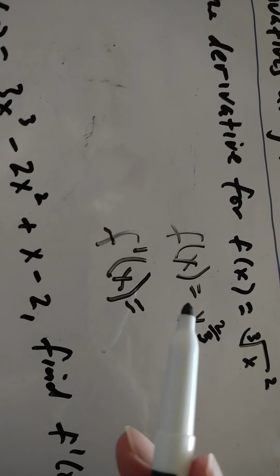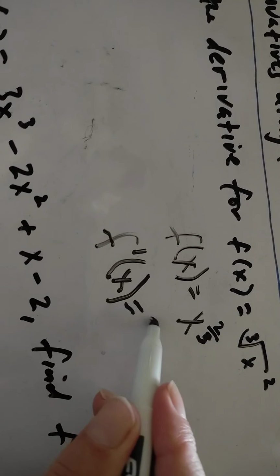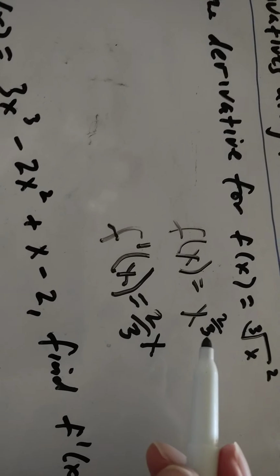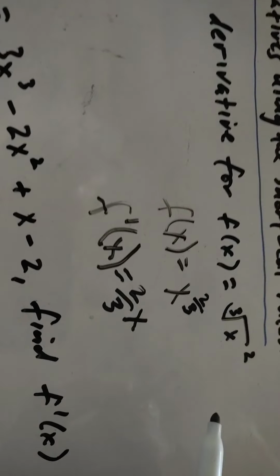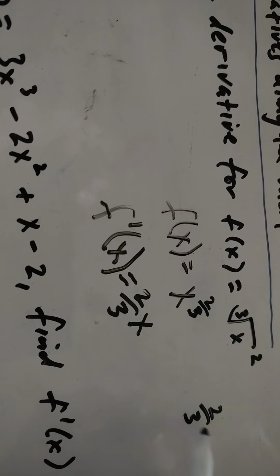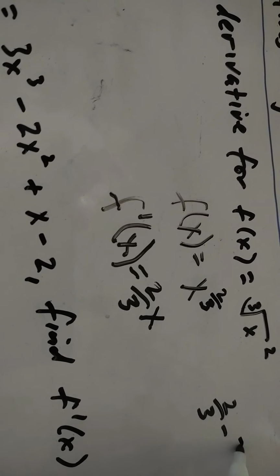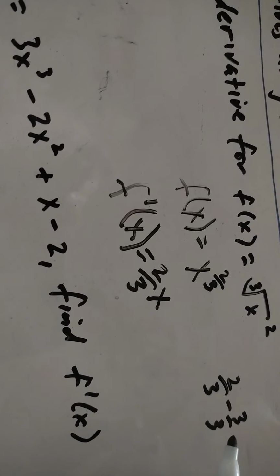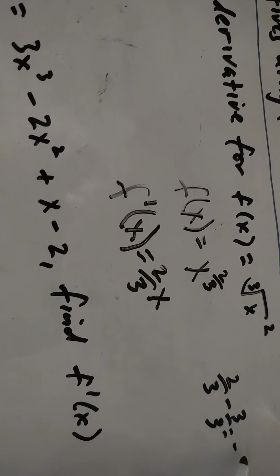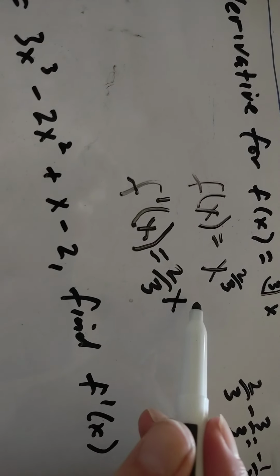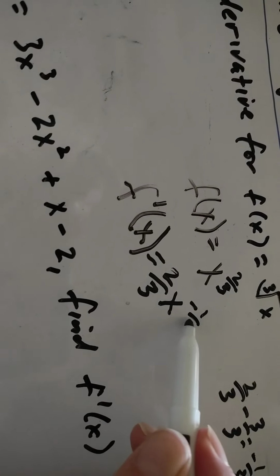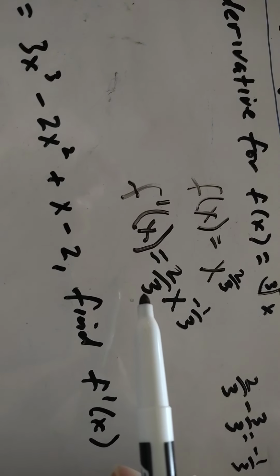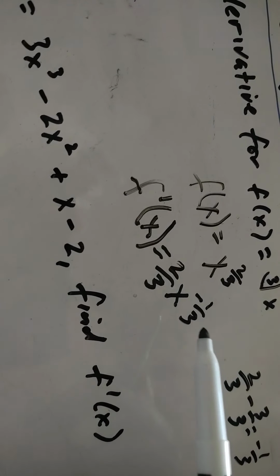You bring down the power. So I'm going to start off by writing 2/3 times x. And then the power gets decreased by 1. So I'll do some scrap work here. What is 2/3 minus 1? Another name for 1 is 3 over 3 to get a common denominator. So 2/3 minus 3/3 is a negative 1/3. So that's how the power rule works. You bring down the power in front of your base, and then you subtract the power by 1.